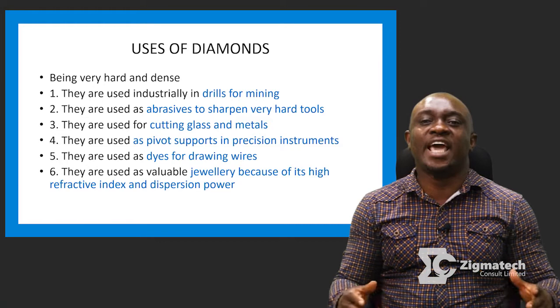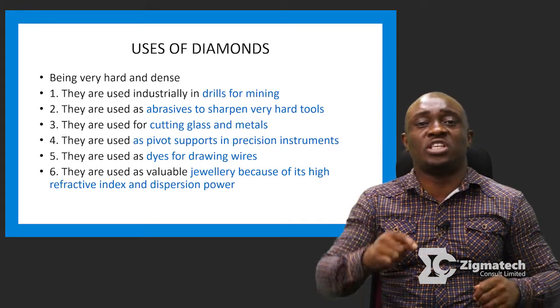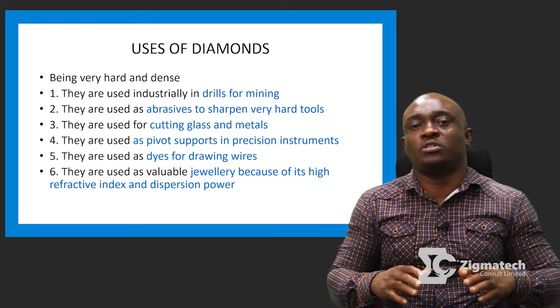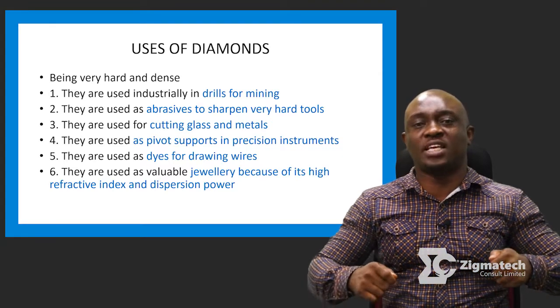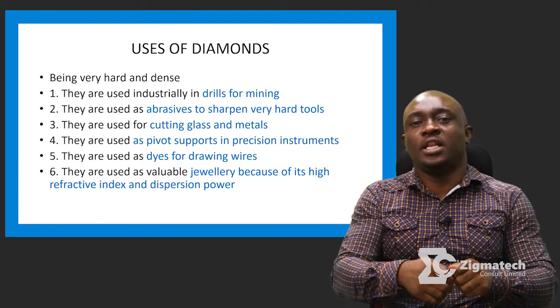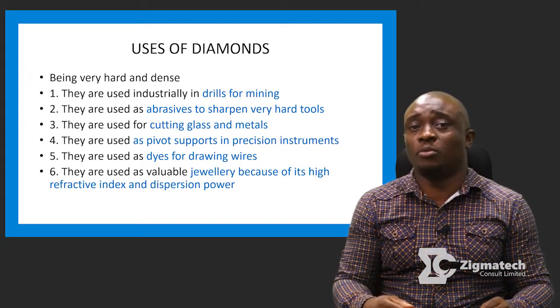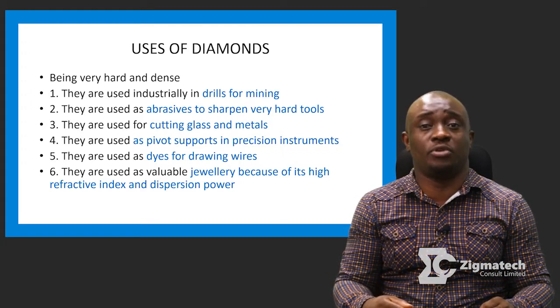Number two, they are used as abrasives to sharpen very hard tools. They are there to sharpen other tools. When we talk about something being used in sharpening other tools, you use something that is stronger in order to sharpen the other one. If it is not so, definitely diamond would have been eaten up whenever you're using it to sharpen other tools. So diamond is the hardest substance, so it can be used as an abrasive.